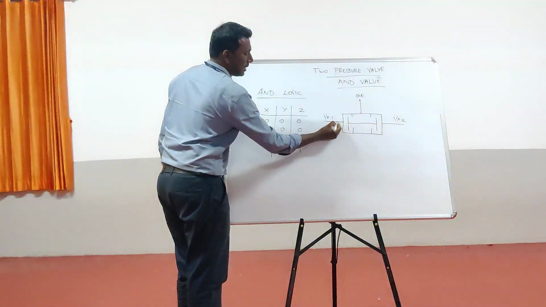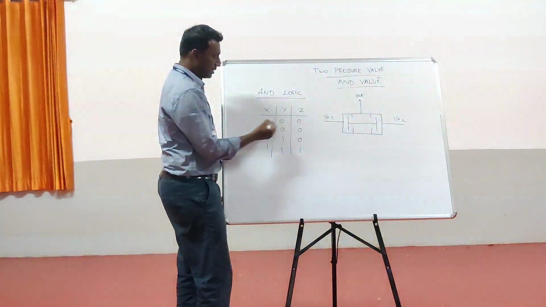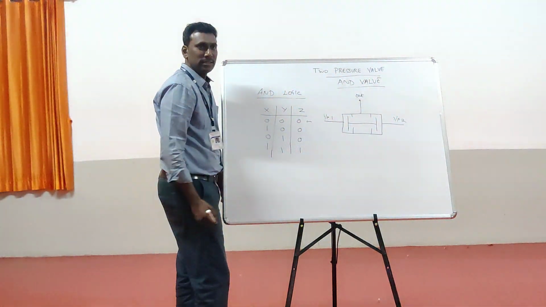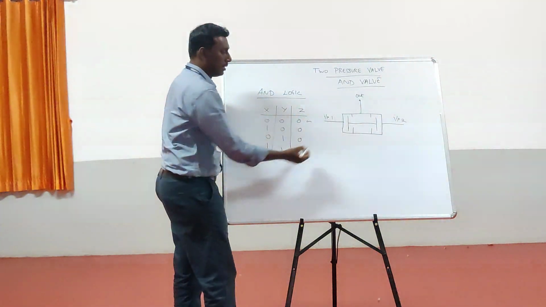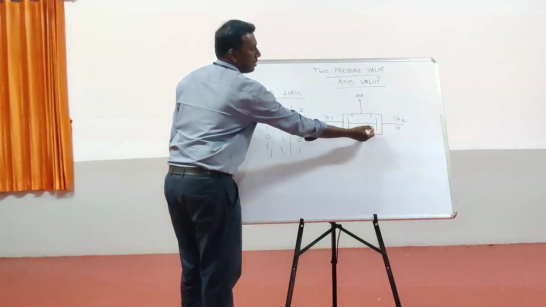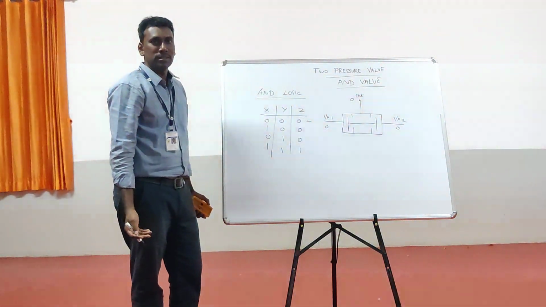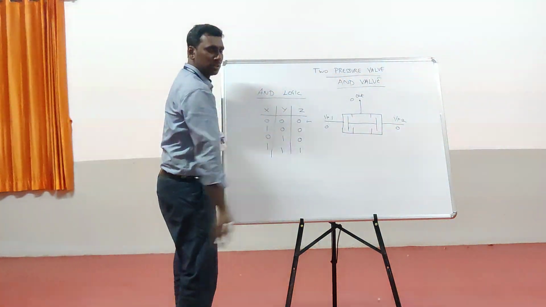Consider this line as an input fluid line and this line also as an input fluid line. First we see the first combination, where both the inputs are disabled. Here fluid is not supplied, here also fluid is not supplied, which means there is no fluid, so the output is also not supplied. So the output is also 0.